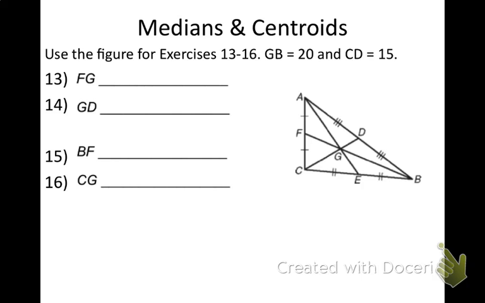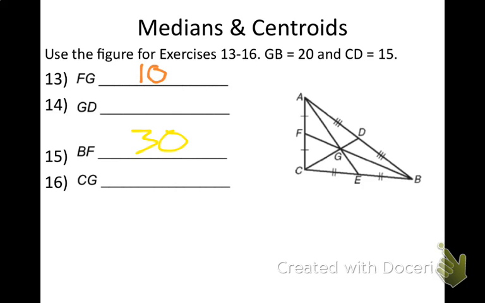All right, let's walk through these here. So number 13, I have GB is 20. So this part of the line is 20. I want to find FG. So FG here would be what, Kaylee? Nice job. Now I'm going to skip to number 15 because number 15 says I want the whole line now. So my whole line is going to be what, Suitor? 30. Nice job.